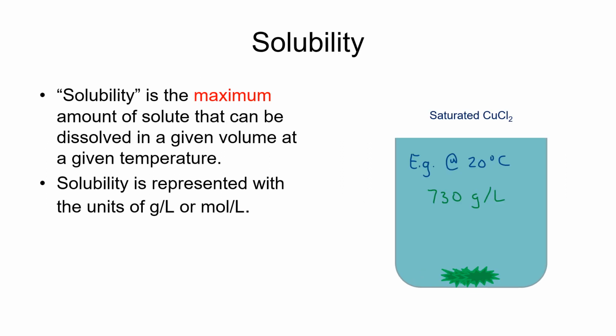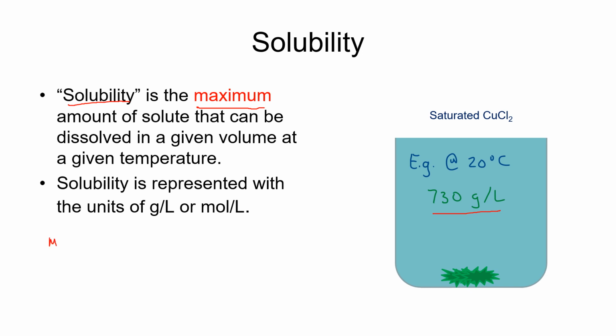The solubility is a term for the maximum amount of solute that can be dissolved in a given volume at a certain temperature. Obviously, it changes with temperature. You know that when you increase the temperature, more will be able to dissolve, and the opposite when it gets cooler. Solubility can sometimes be expressed in terms of grams per liter, but we're going to mostly use it in moles per liter, so it's important you be able to convert from one to the other.